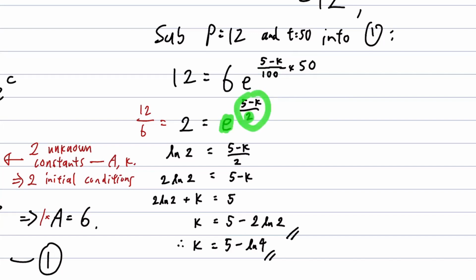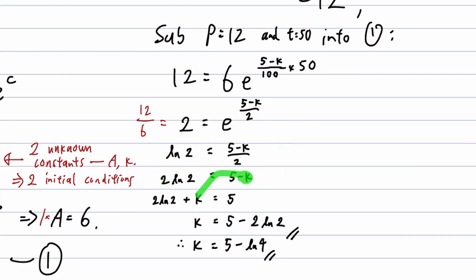Then after that, you want to make the power the subject. So you have to chop off the base. What do you need to do? You take ln. So ln 2 equals the power. This part okay? Logarithm? Then after that, you divide by 2. So how do you get rid of it? Just times 2 over. So 2 ln 2 equals the power, the numerator 5 minus k. Then just solve for k.